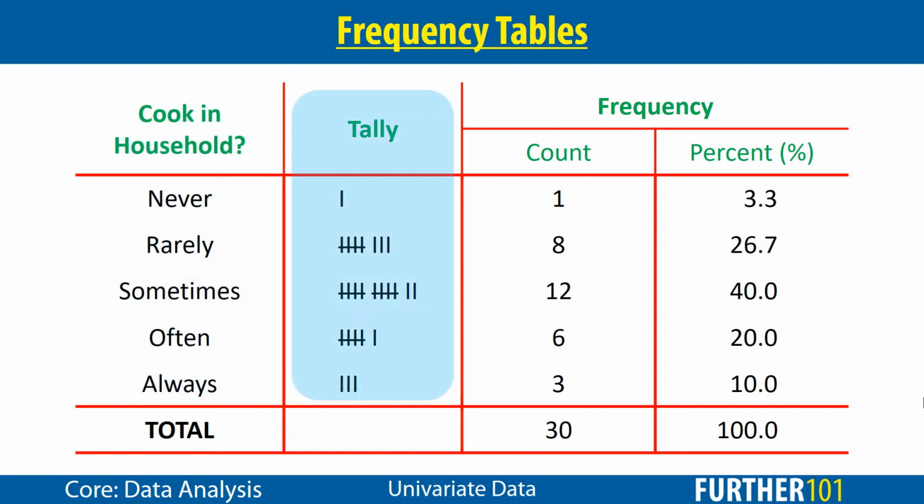The second column is a tally of the responses to each of the categories. Do note that this column is optional and often not displayed in the final exams. However, it is useful to complete a tally yourself if the data is not already organised and counted in a table, but just listed as raw data in rows.